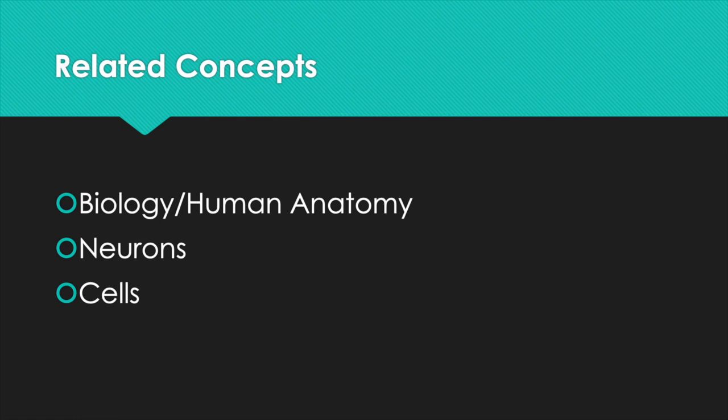They should have a little bit of background in neurons and definitely some background in cells, so I would recommend it for human anatomy just because they've already covered those neurons and cells topics that they will be further exploring in this activity.